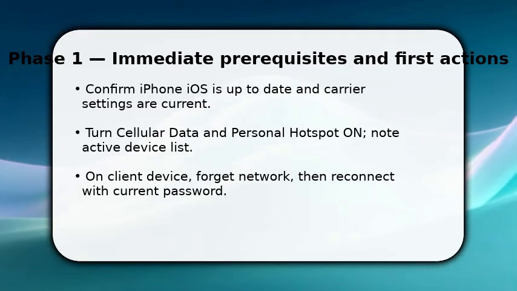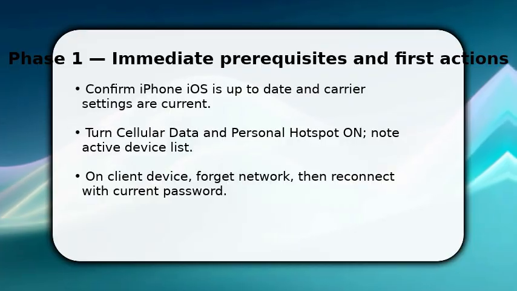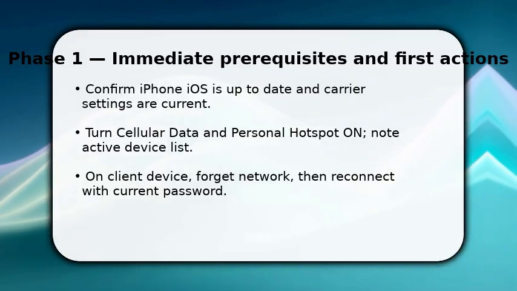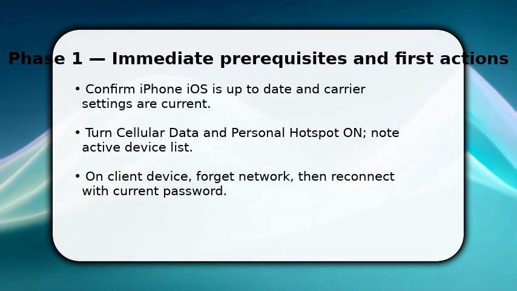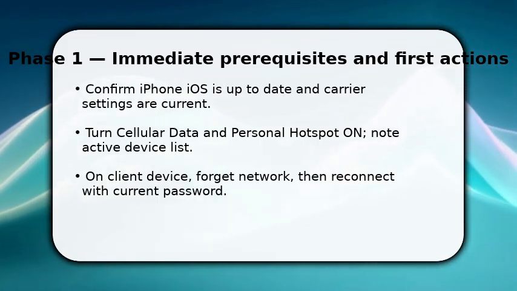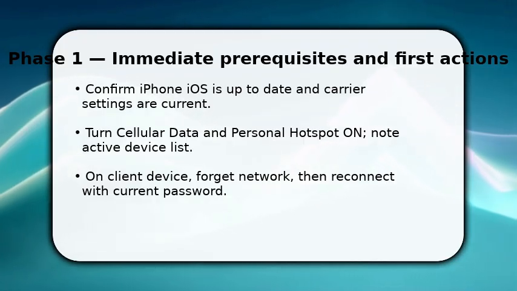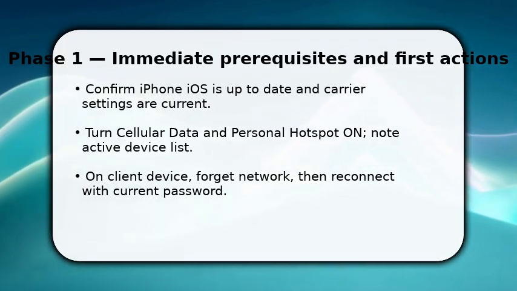You start by verifying essentials. Update iOS and accept any carrier updates so the hotspot stack is current. Once done, make sure cellular data and personal hotspot are on and visible. Next, forget the hotspot on the client device and reconnect using the exact Wi-Fi password. This clears cached settings that often cause drops.